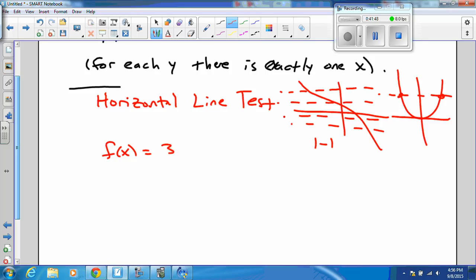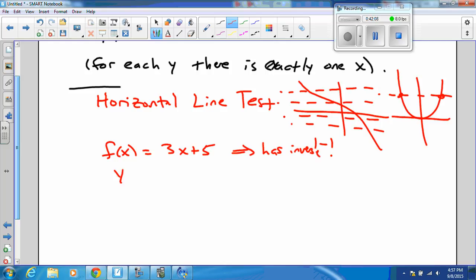F of x equals 3x plus 5. Can you visualize that in your mind? Yes, or you've already drawn it on your paper. It's a straight line with an intercept of 5 and a slope of 3. Any horizontal line is only going to cut through that line one time. So this is 1-to-1. It has an inverse.